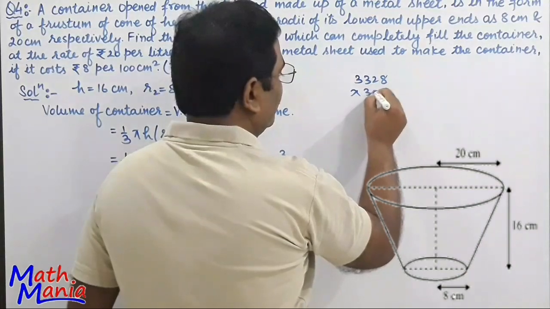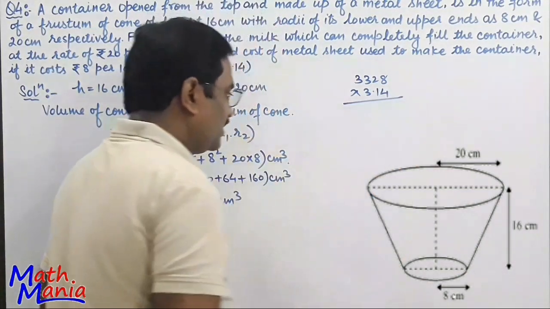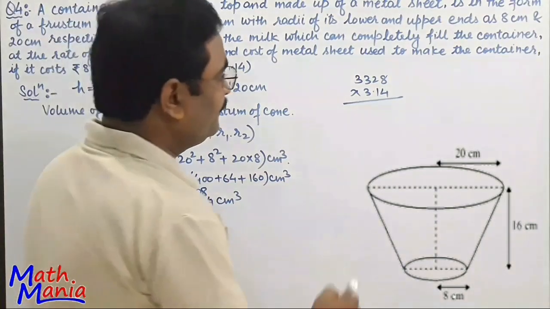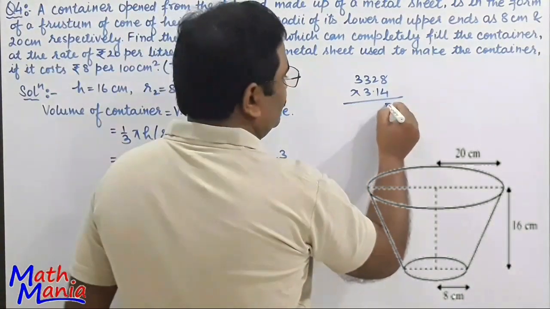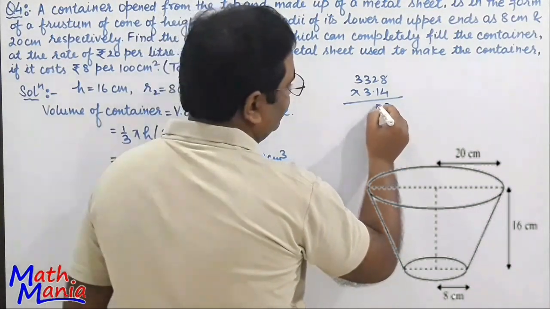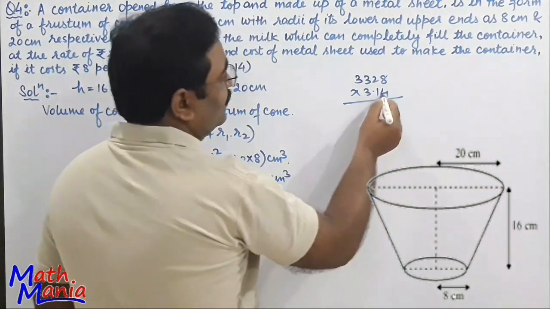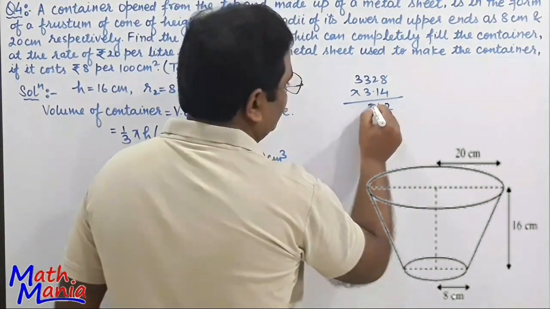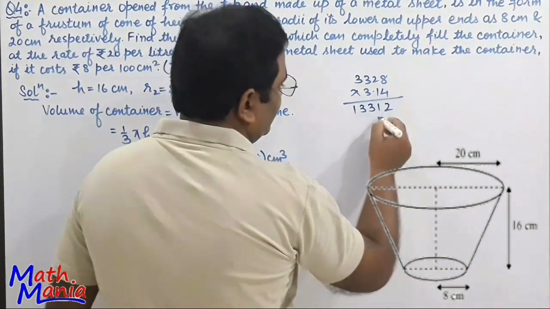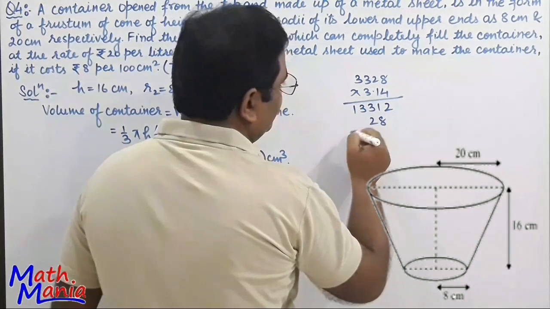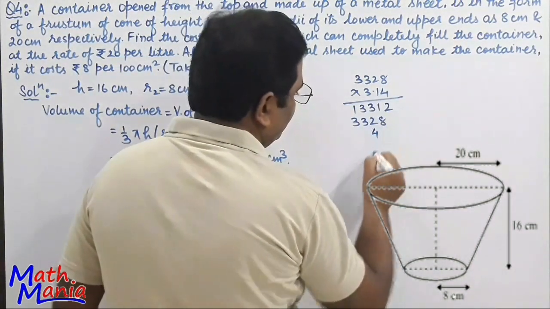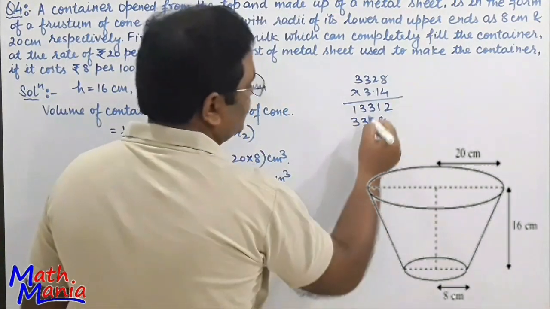3,328 multiplied by 3.14. Let's multiply. Then we can get the volume of this container. 4 8s are 32, 4 2s are 8, plus 3 is 11, 4 3s are 12, plus 1 is 13. 3 8s are 24, 3 2s are 6 plus 2 is 8.